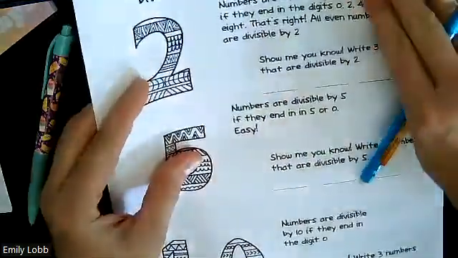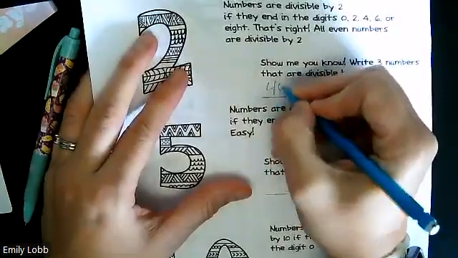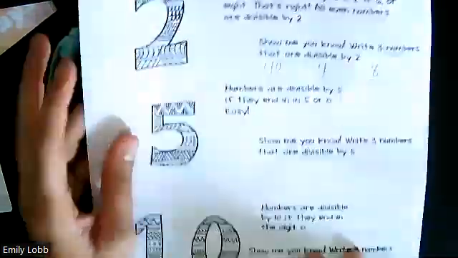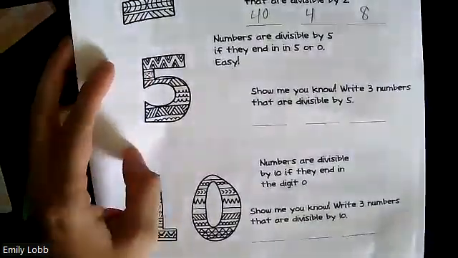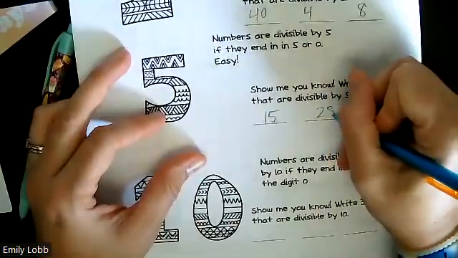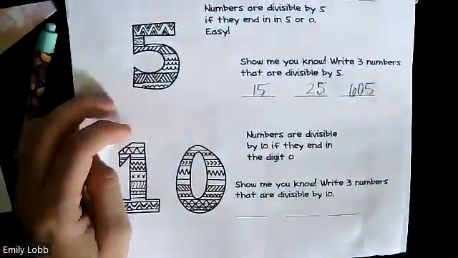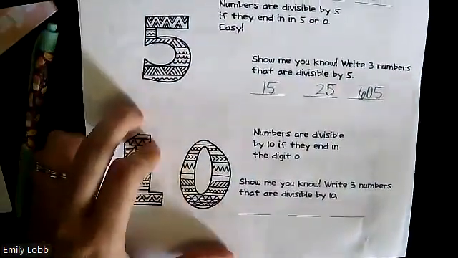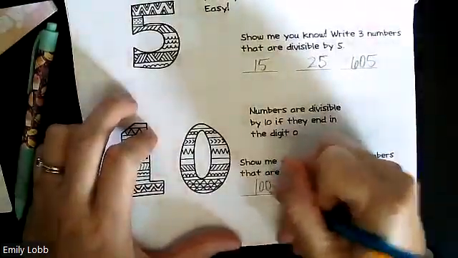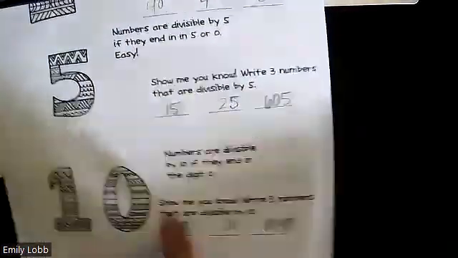Show me, write 3 numbers that are divisible by 2. Give me a couple, shout them out. 4. All right, done. Show me 3 numbers divisible by 5. Go. 5. Okay. End in 0. Go. Okay. So that was easy.